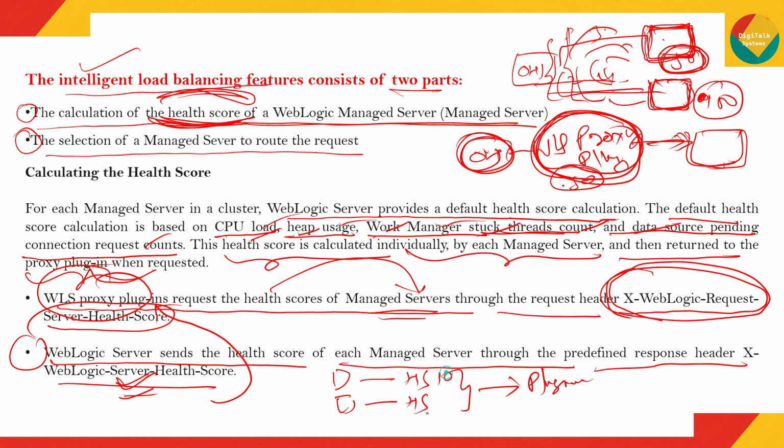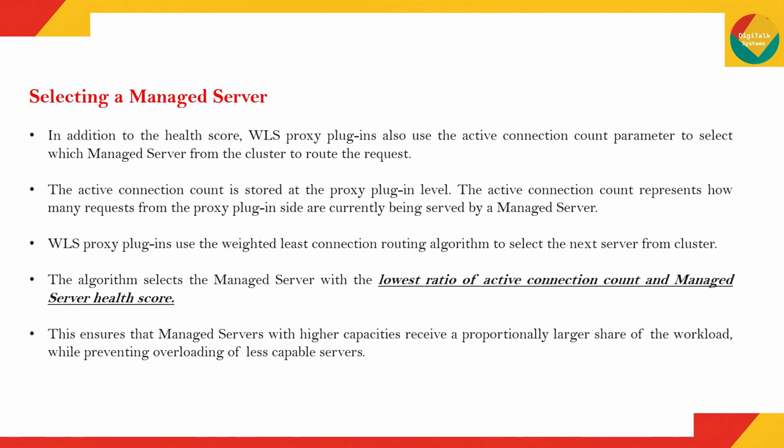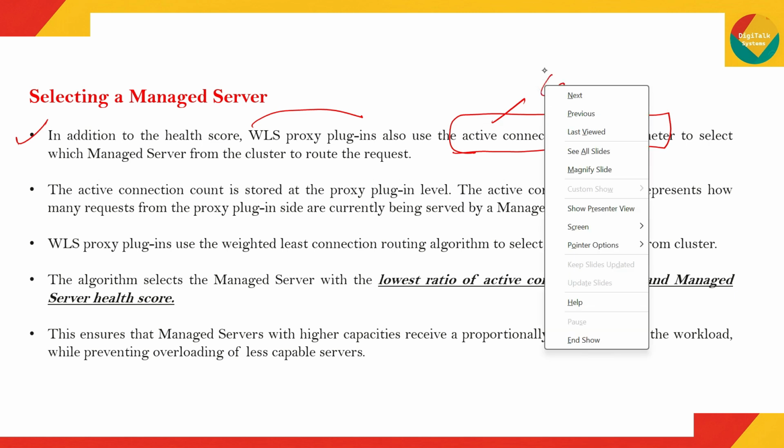Suppose the health score of this is 10 and the health score of this is 20 based on all these parameters. Correct? So this health score has been generated. Now, how is the managed server going to be selected? Apart from all the parameters that we have discussed, in addition to that, your plugin also uses the active connection count parameter, to check how many requests are connected or routed to your managed servers. So this is the second parameter, the total number of connection count.